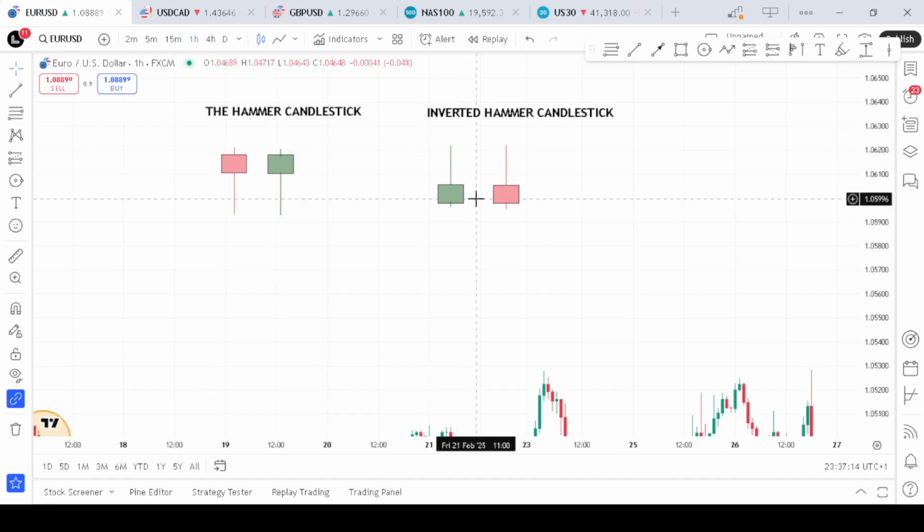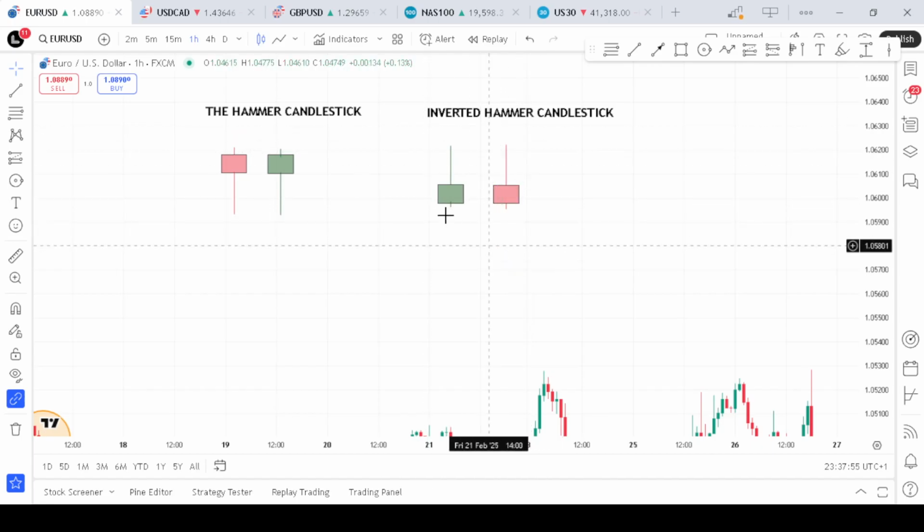While the inverted hammer features a small body at the bottom of the price range, as we can see, it is a small body at the bottom of the price range with a long upper shadow. This shows that buyers were trying to push price higher, but sellers came in and caused resistance in price. This is typically what the inverted hammer candlestick is all about.